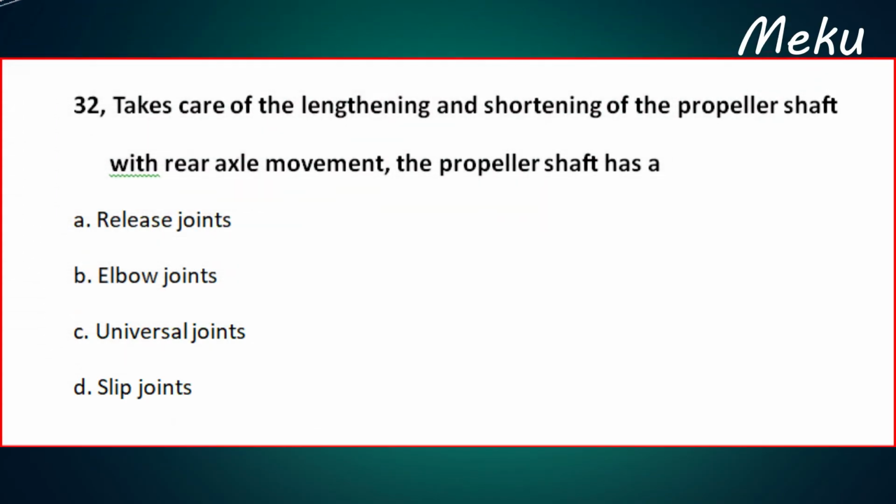32. Takes care of the lengthening and shortening of the propeller shaft with rear axle movement, propeller shaft has A. Release joints. B. Elbow joints. C. Universal joints. D. Slip joints.